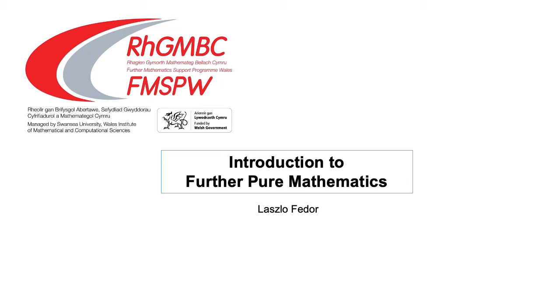Hello there. In this session I'm going to introduce you to the Pure Mathematics section of the Further Mathematics A-level course. So to get a full grade in the Further Mathematics course at A2 level, there are two papers that all students are required to sit in pure mathematics.